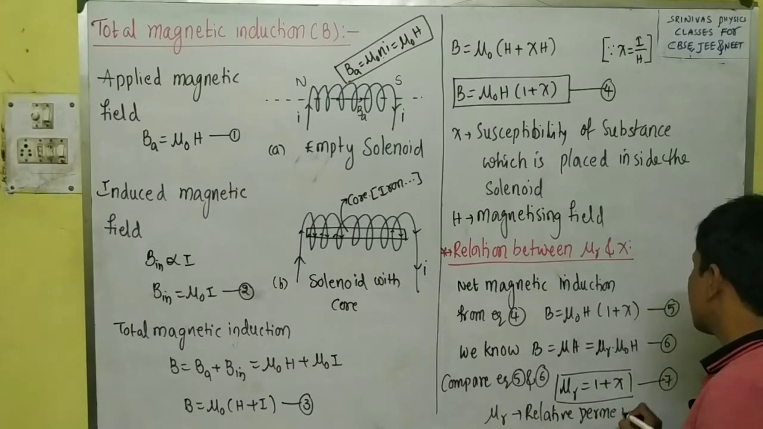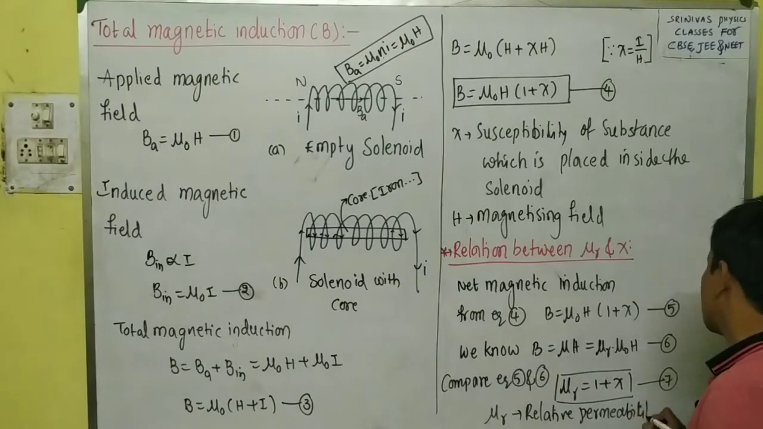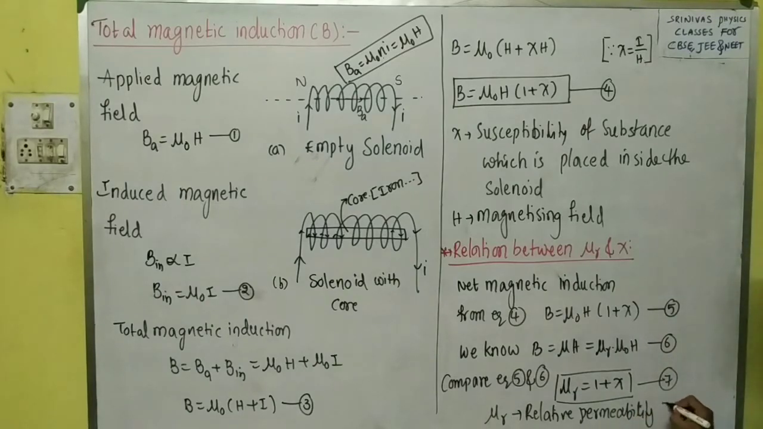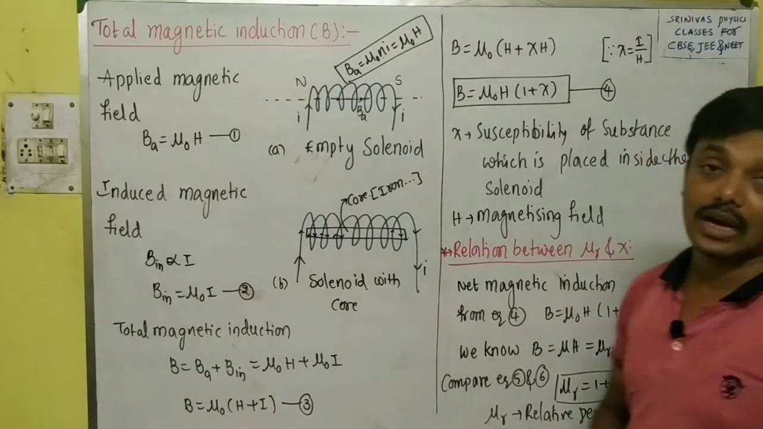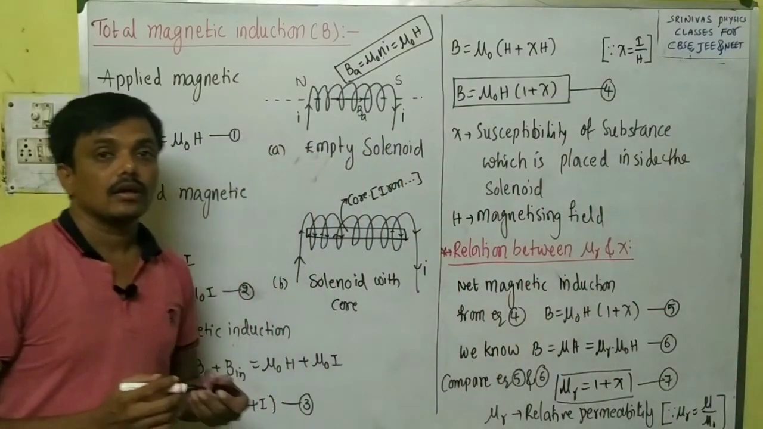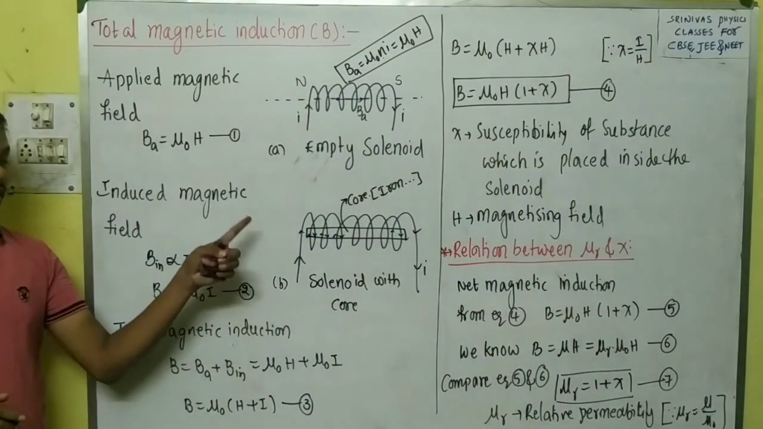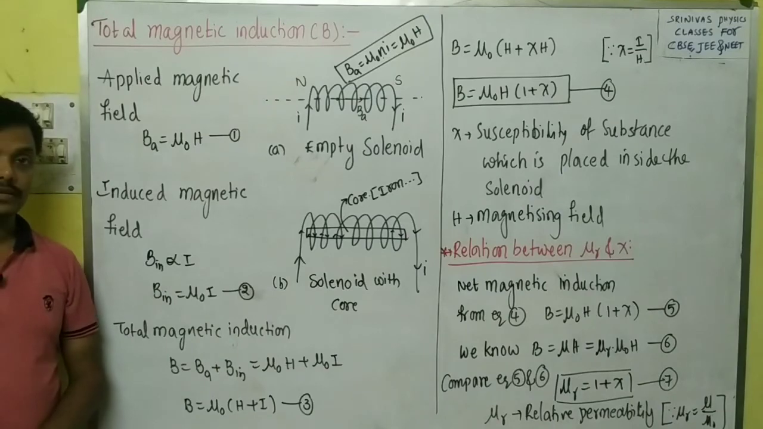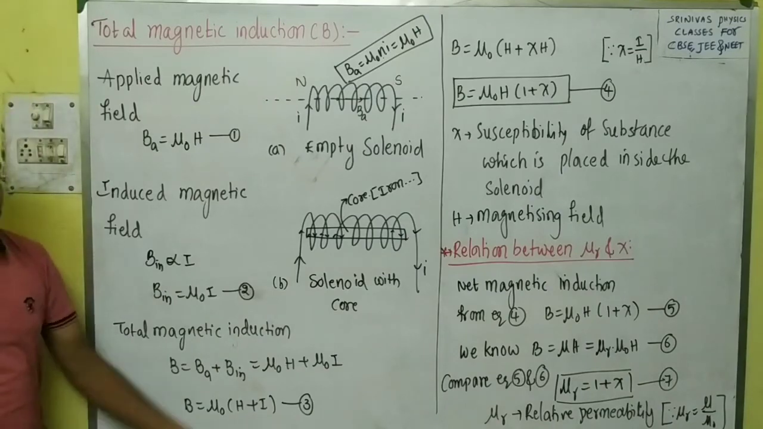Relative permeability is just similar to the dielectric constant. The relative permeability formula is mu by mu naught, where mu naught is the permeability of free space and mu is the permeability of the medium. We know it is similar to the dielectric constant in electricity.